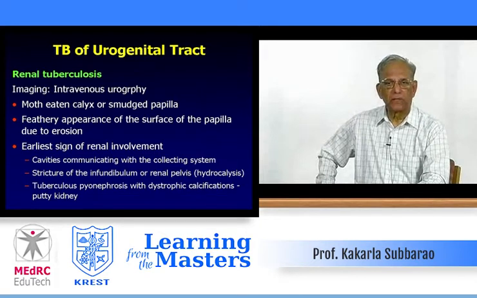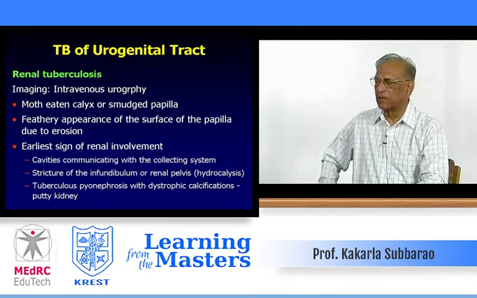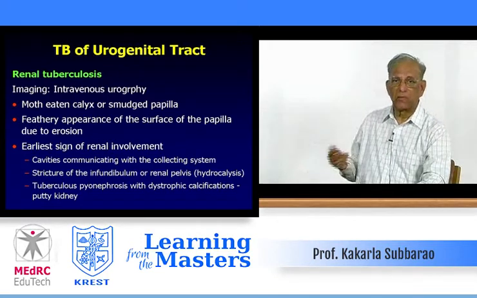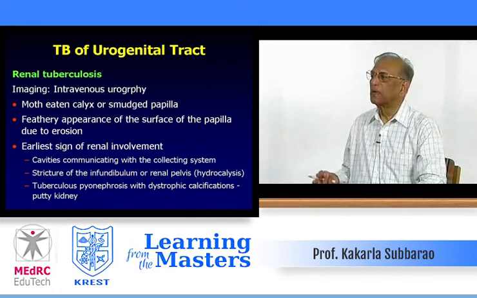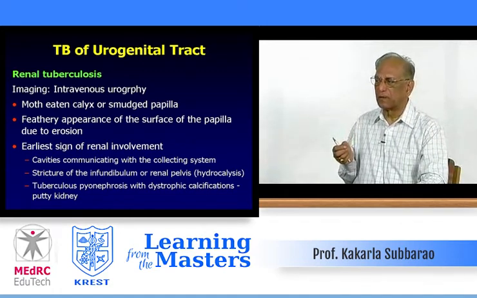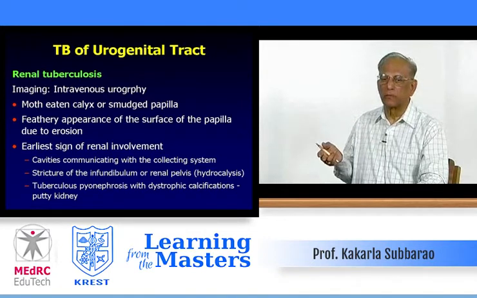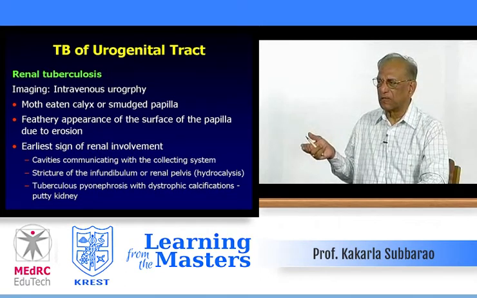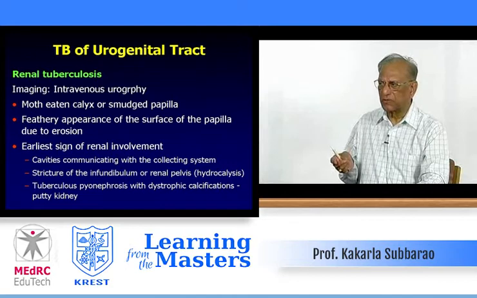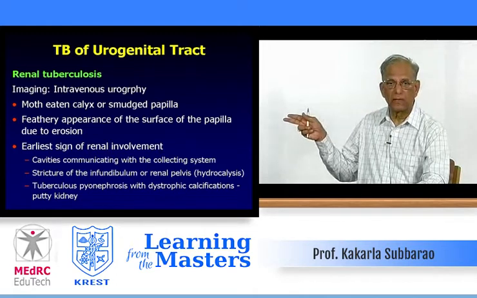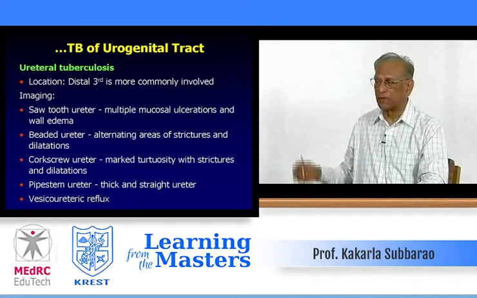Let us talk of something about the theory of tuberculosis of the urogenital tract. Renal tuberculosis, imaging: intravenous urography, so far it has been the first screening method. Moth-eaten calyx or smudged papilla, and then a feathery appearance of the surface of the papilla due to erosion, is the earliest sign of renal involvement. Cavities communicating with the collecting system, stricture of the infundibulum producing calyectasis, or of the renal pelvis producing hydrocalycosis. Tubercular pyonephrosis, the dystrophic calcification I showed you earlier, calcified hydatid, putty kidney.